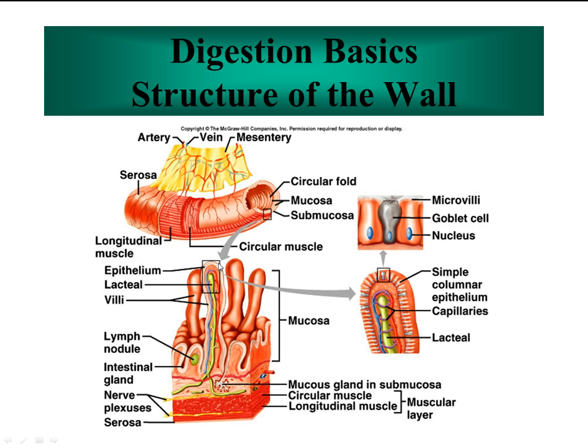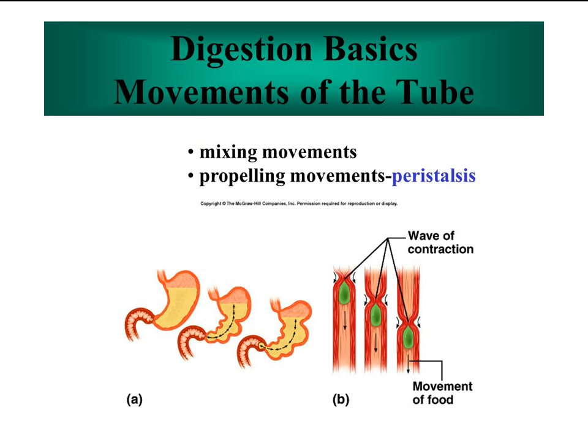Okay, and then we have the lacteal, and we'll discuss these a little bit more later on. A lymph nodule there, and an intestinal gland, and then you have the nerve plexus, and then you have another 2 layers of muscles here, another mucus gland here. You have circular muscle, and then you have the longitudinal muscles. These make up the structure of the wall.